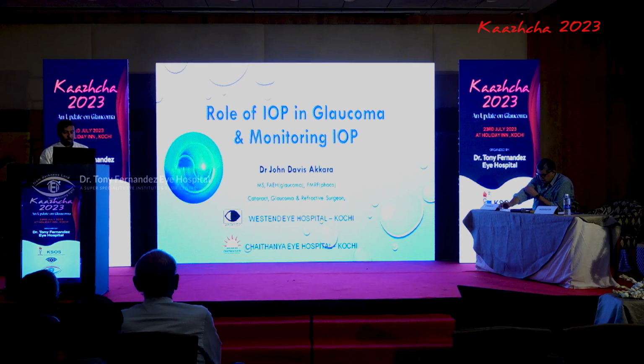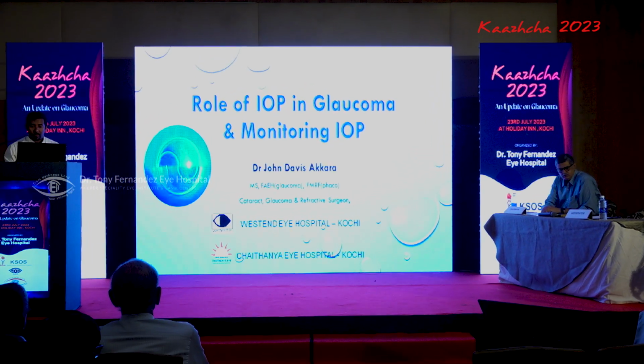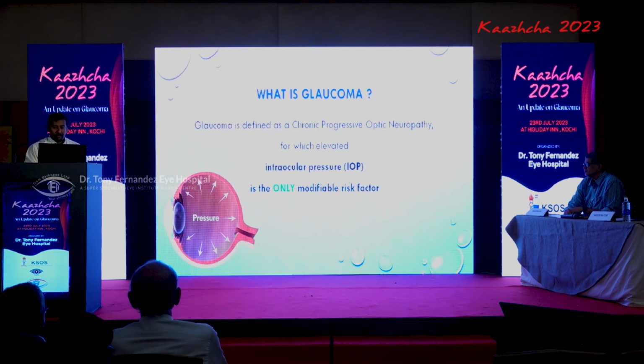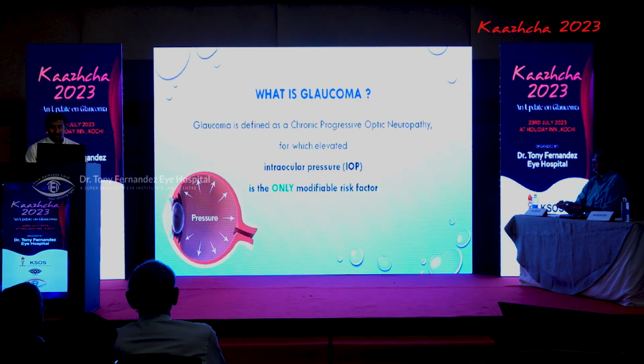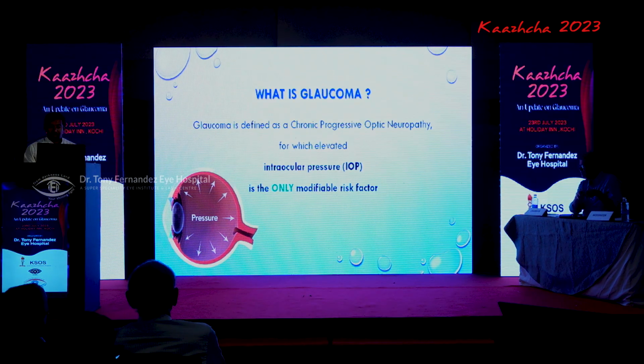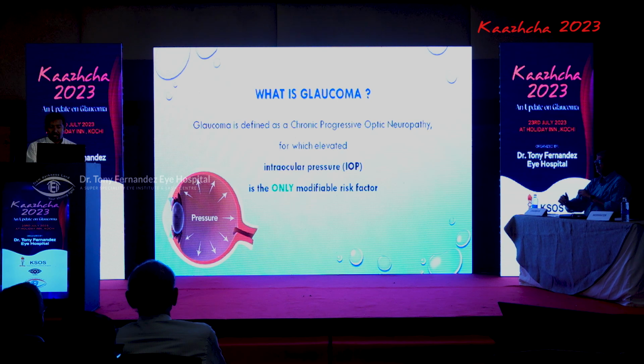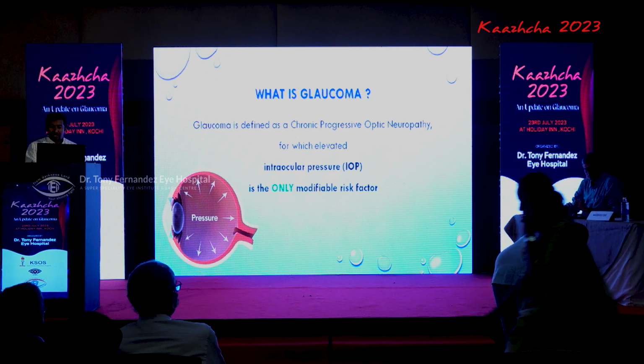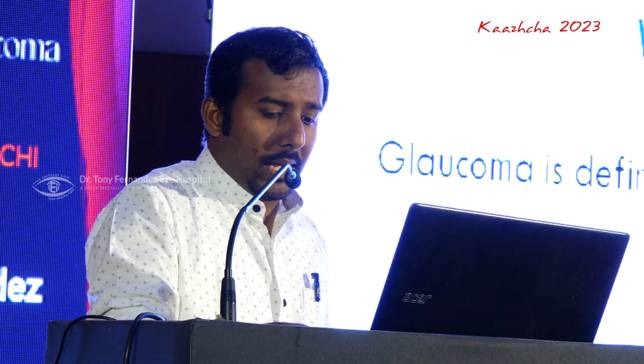So I'm going to be speaking about the role of intraocular pressure in glaucoma and the monitoring of intraocular pressure. Firstly, let us look at the definition of glaucoma. Glaucoma is defined as a chronic progressive optic neuropathy for which intraocular pressure is the only modifiable risk factor. So we should know that intraocular pressure is the only modifiable risk factor, but there are now other things also that we can change, including the ocular blood flow. But this is the definition itself.